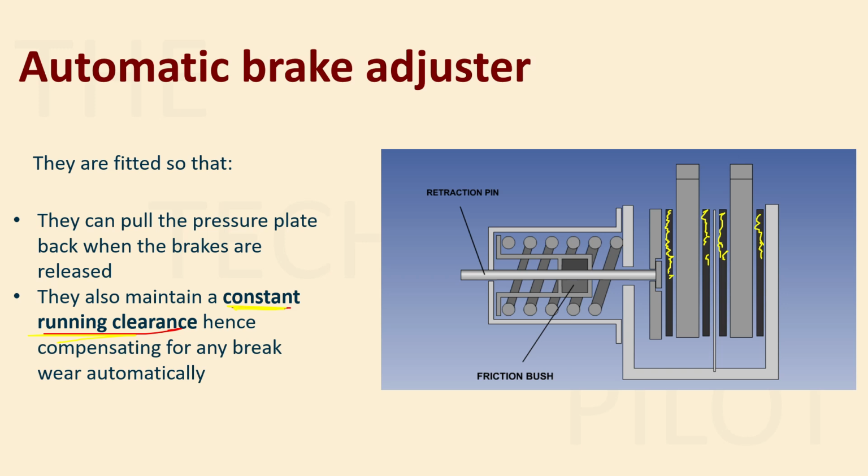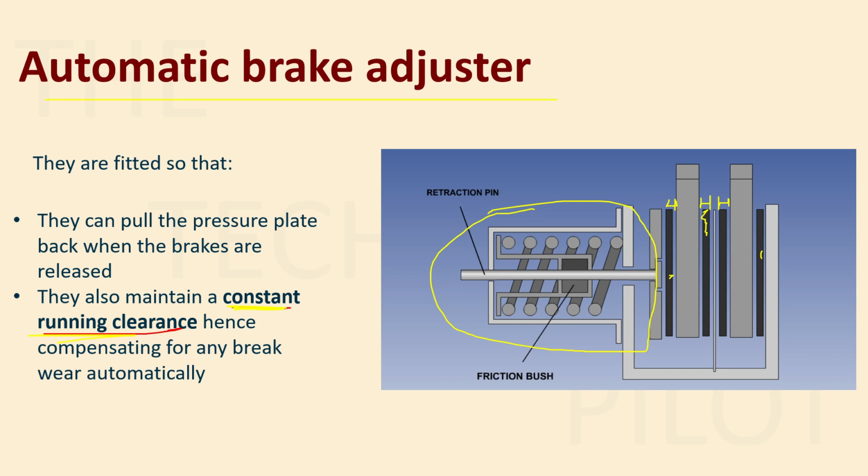As it reduces in size, what will happen to the running clearance? The running clearance will increase, since these black parts will be rubbed and become smaller. This gap will increase, and hence the running clearance won't be constant. But this is avoided by the use of this assembly, which is your automatic brake adjuster.